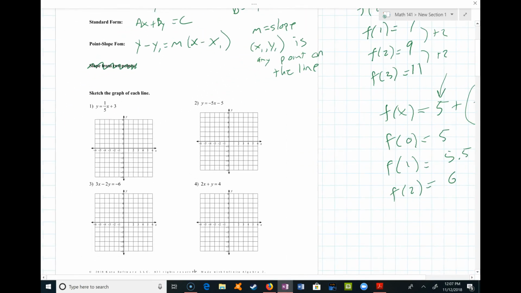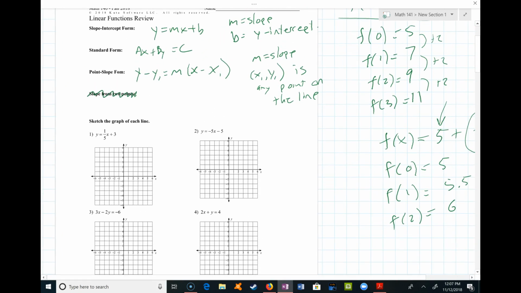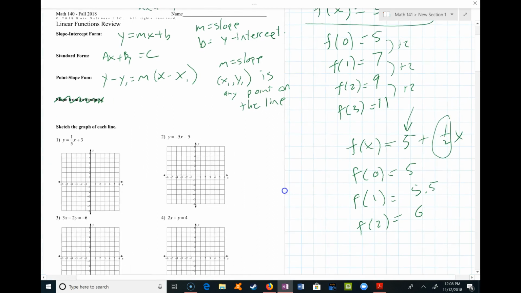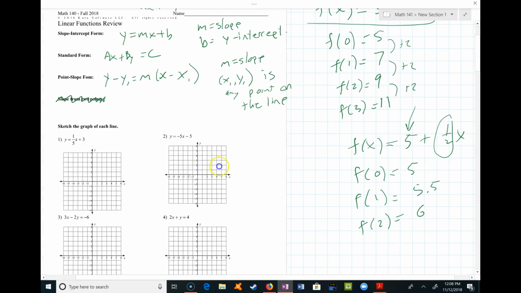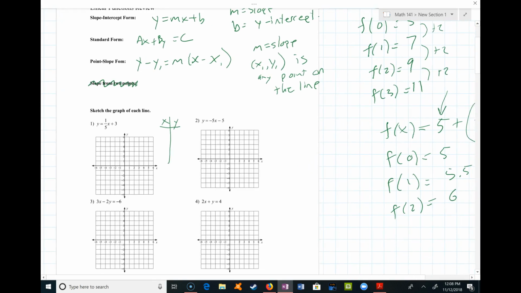Okay, now I'm going to run through some of these examples and we'll flesh out what it looks like to graph linear equations and to write a linear equation. In this one it says sketch the graph of each line. We can sketch that by just making a little table. You all have made tables before, right? And just like we've talked about in functions, there's an input and output.